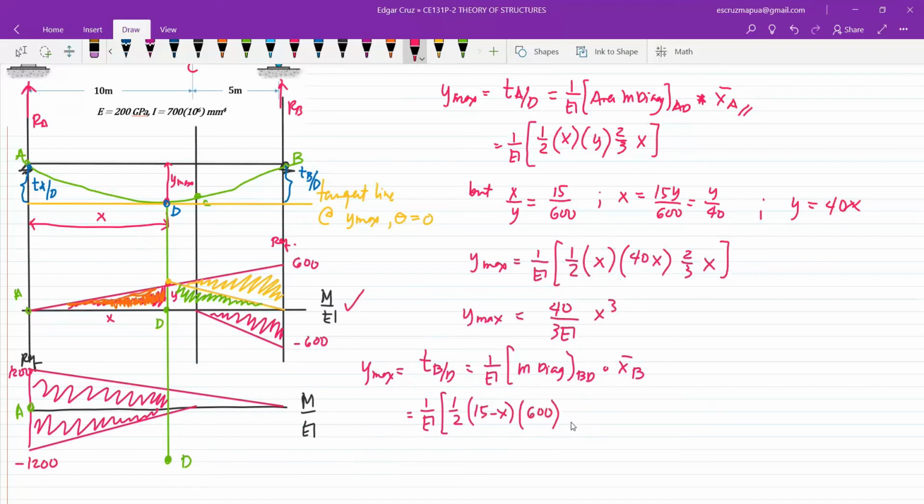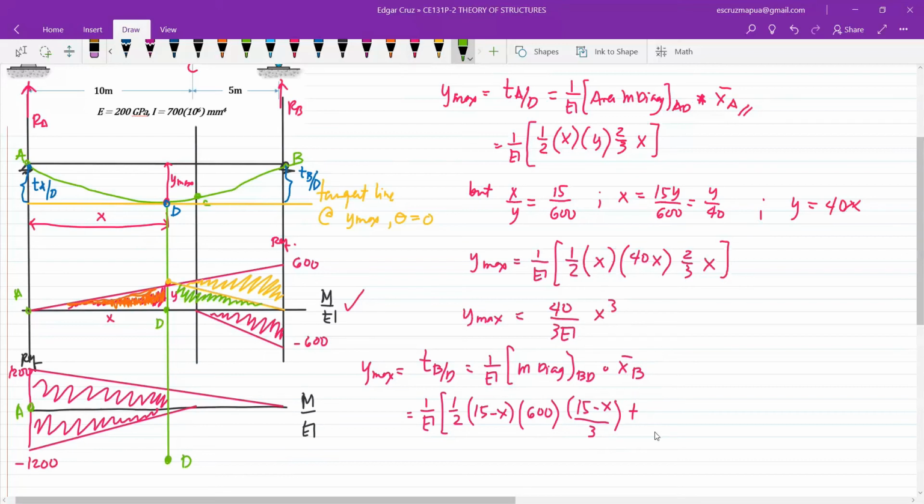Then its centroid distance from B is 1/3 of 15 minus x again, 1/3. So that is for the yellow triangle. Then plus, let us now consider the green one, the green triangle.